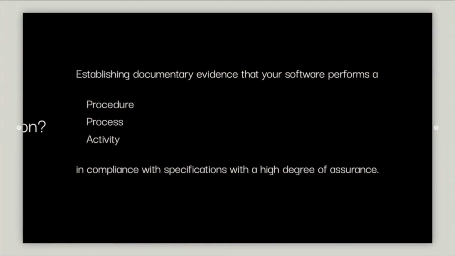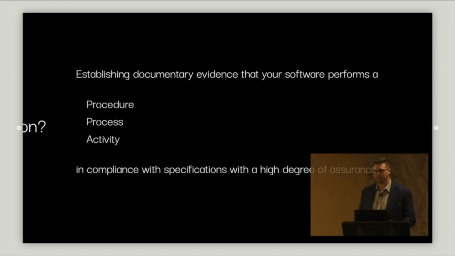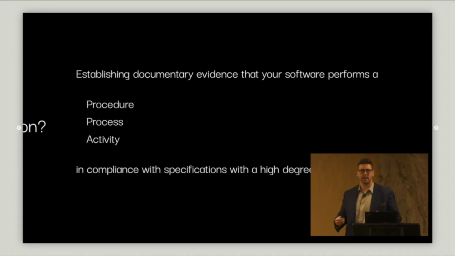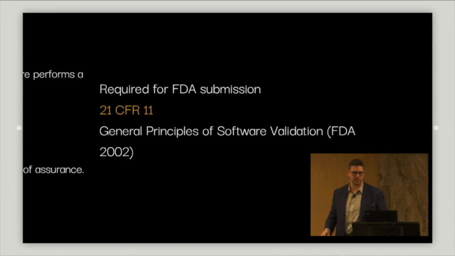So before we get going, what is computer system validation? That is establishing documentary evidence that our software performs some sort of task, activity, process in compliance with the specification we've laid out with a high degree of assurance. There's a couple of very important aspects to that. It's documenting the evidence, and then it's compliance with the specifications with a high degree of assurance. So you are sure that it'll continue to behave the way you expect it to.